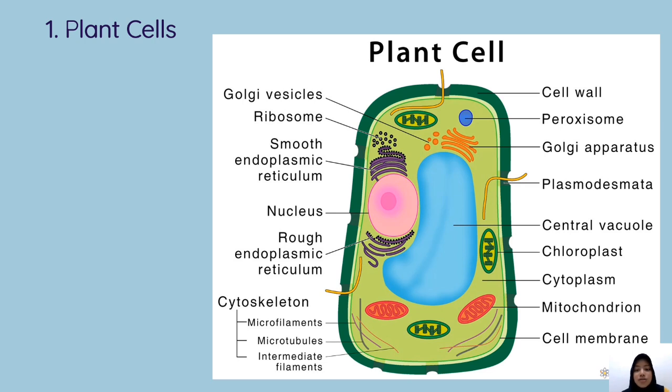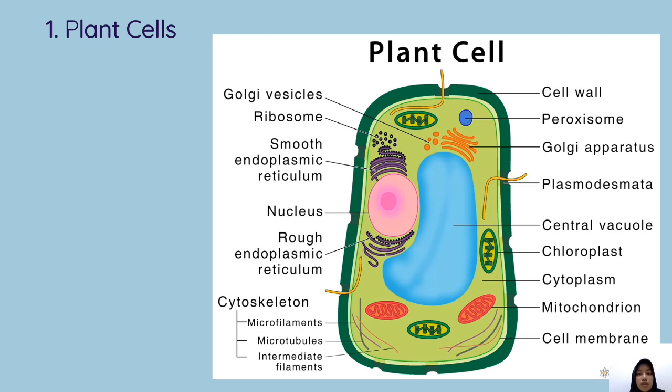The function is absorbing light energy. This is a function of chloroplast, and then converting light energy into chemical energy to produce food in the form of carbohydrate by a process called photosynthesis, and then providing defense against infection, and then helping in the production of high energy phosphate molecule or ATP, and then storing of protein, lipid, starch, and then synthesizing and storing color pigments. Okay, the third, there is the central vacuole.